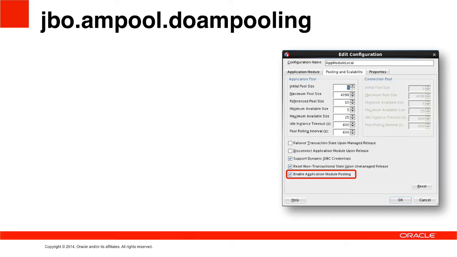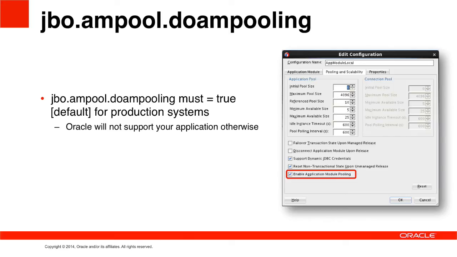However, please note that Oracle does not support jbo.ampool.doAmpooling set to false in a production environment. You must set this to true. Also, more generally, Oracle recommends you set it to true for user acceptance testing environments.